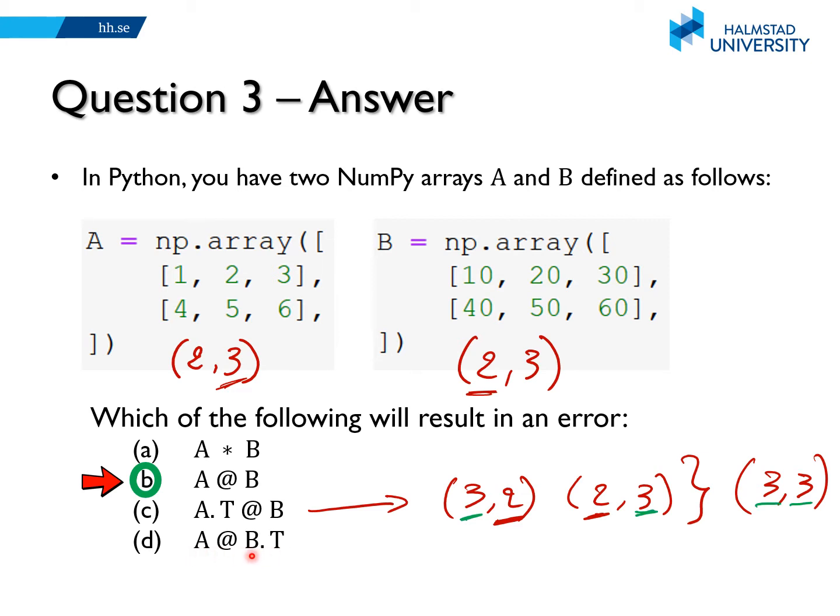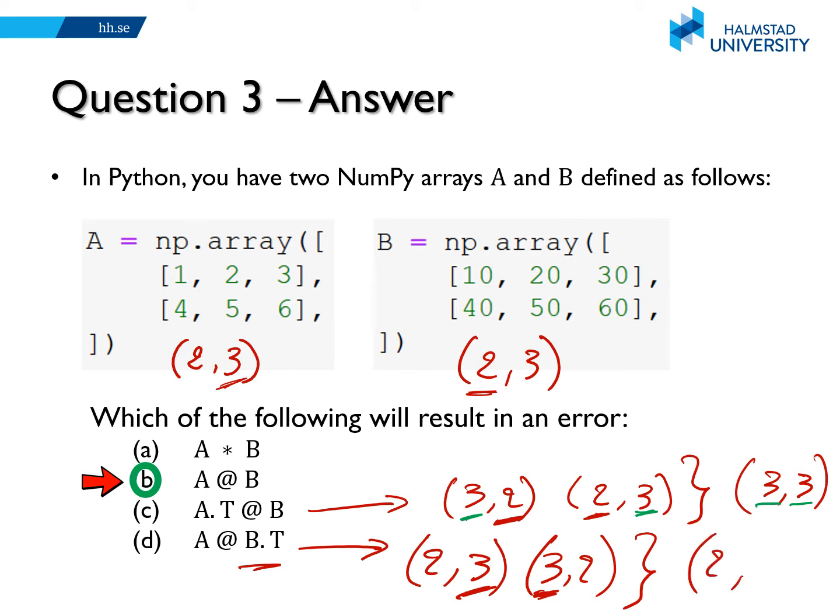And this one here is also fine because here we are multiplying the matrix A, which has shape 2, 3, by B transpose, and B transpose will be 3, 2, right? So this is possible because the number of columns in the first matrix is equal to the number of rows in the second matrix. And this multiplication will result in a matrix which has shape 2, 2, right? So only this one results in an error.